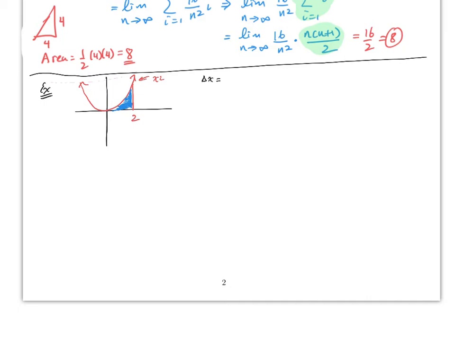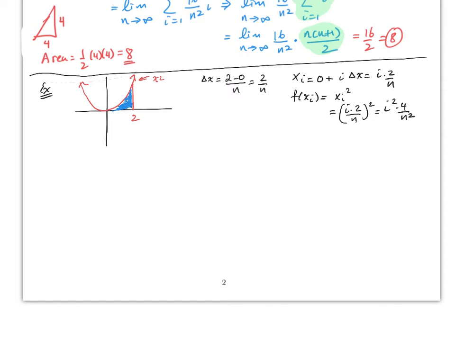First, the value for delta x is going to be 2 minus 0 over n, or just 2 over n. And then xi is going to be, again, 0 plus i times delta x, which will be just i times 2 over n. And notice that f of xi is going to be xi squared, which in this case will be i times 2 over n squared, or i squared times 4 over n squared. Okay, so that's very important.